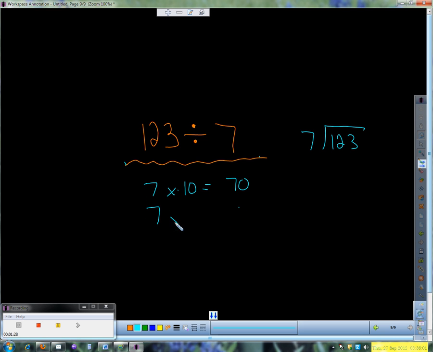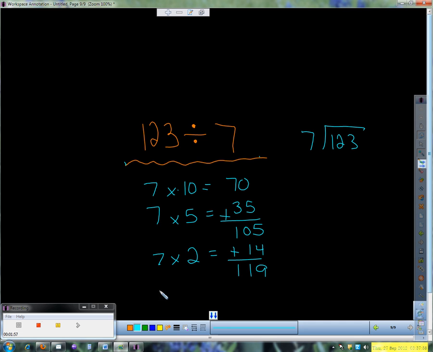Maybe I'll try 7 times 5. I know that 7 times 5 is 35, and if I add that, I get to 105. So I still have a little ways to go. Maybe I could try 7 times 2. 7 times 2 is 14. If I add that 14 onto what my total is already, I get up to 119.